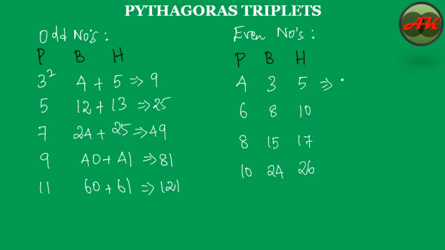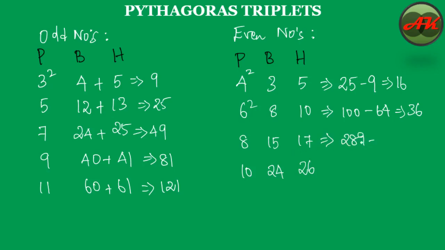Let's see how. 5 square is 25 minus 3 square is 9. So 25 minus 9 is 16. So 4 square is 16 here. In the same way, 10 square is 100 minus 8 square is 64. So 36 here. So 6 square is 36, sorry. And then here 17 square is 289 minus 15 square is 225. So on subtracting we get 64.